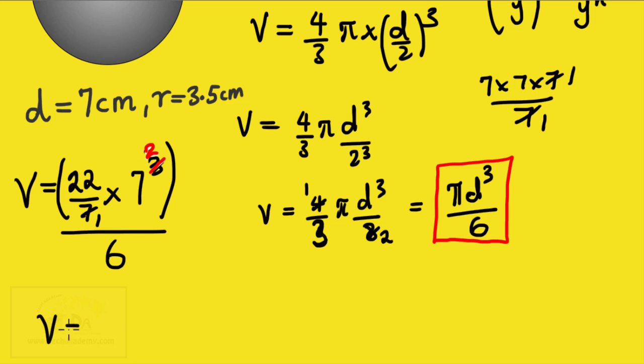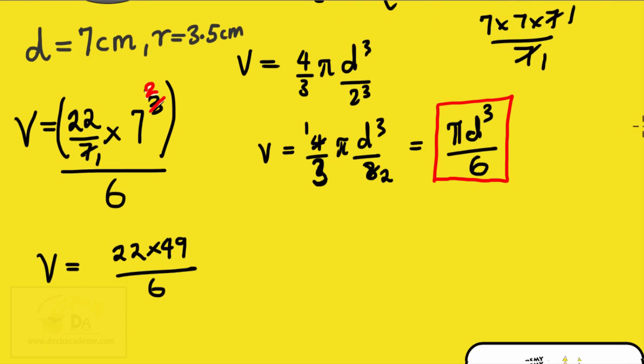So volume is equal to 22 times what? 7 squared, that's 49, all divided by 6. Using a calculator, you can easily determine this volume to be, well, approximately 180 centimeters cubed. Cubed because we have a volume here and the diameter has been given as a centimeter value.